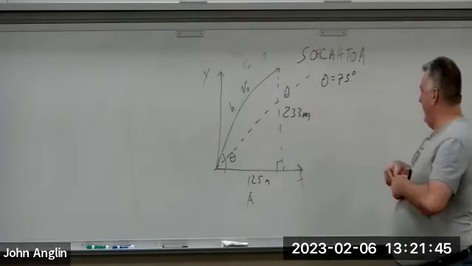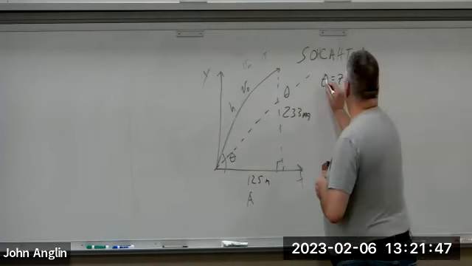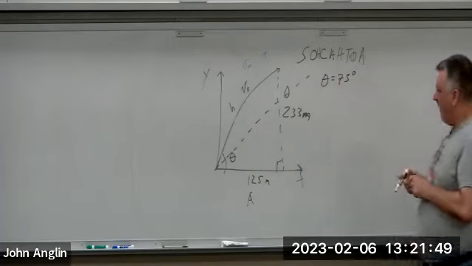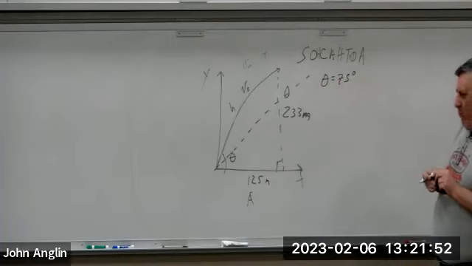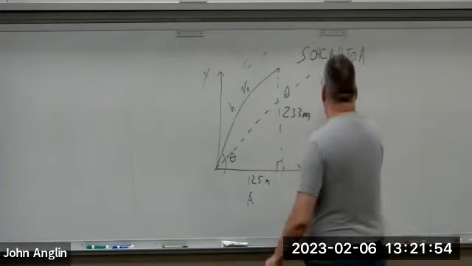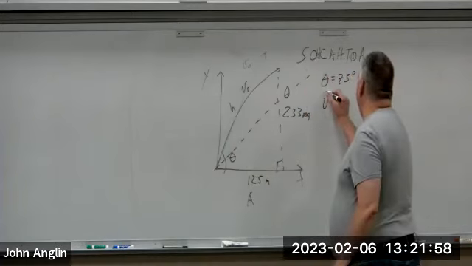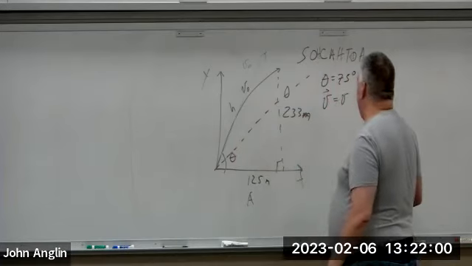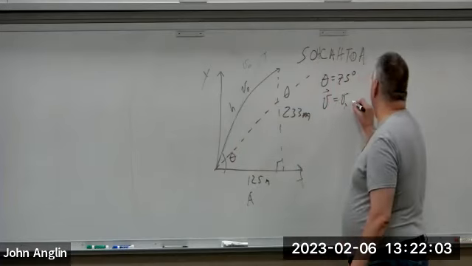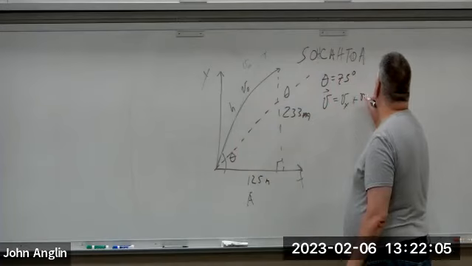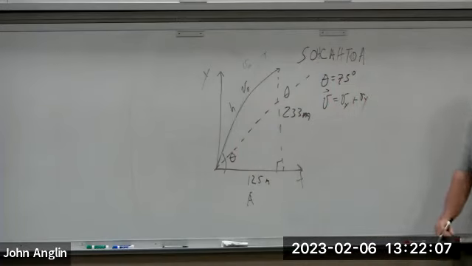I know that theta is 75 degrees. Ultimately, what we want is V naught, so we'll just call that V. Now we know that's a vector, so we know that V has to be equal to the X component and the Y component of this thing.